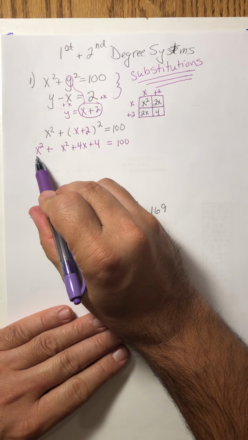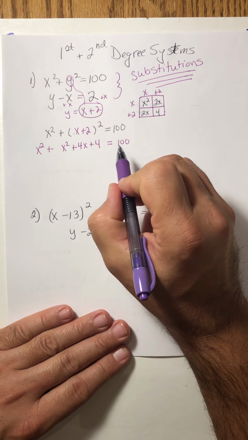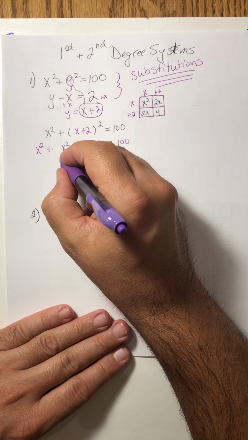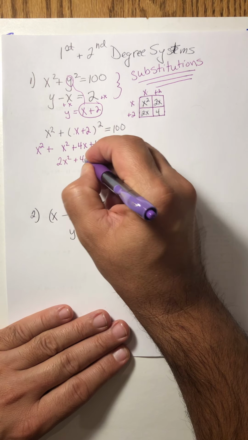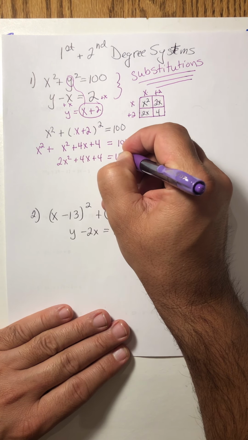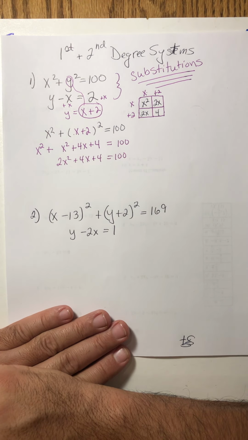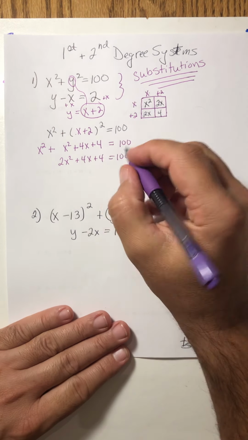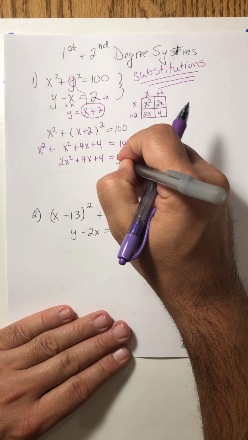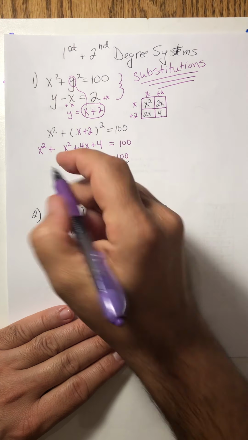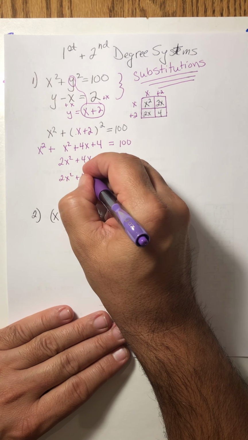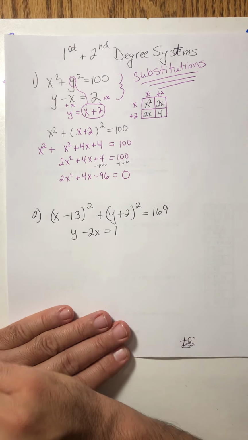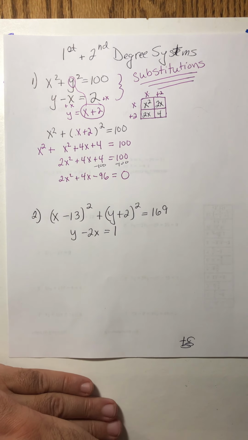Now I'm going to collect like terms. This is a quadratic. Most of these are going to be a quadratic. Okay? So I'm going to have 2x squared plus 4x plus 4 equals 100. Okay, now it's a quadratic, so we have to make it say equal to 0. So I'm going to subtract 100. So I have 2x squared plus 4x minus 96 equals 0. Now I'm ready to factor.